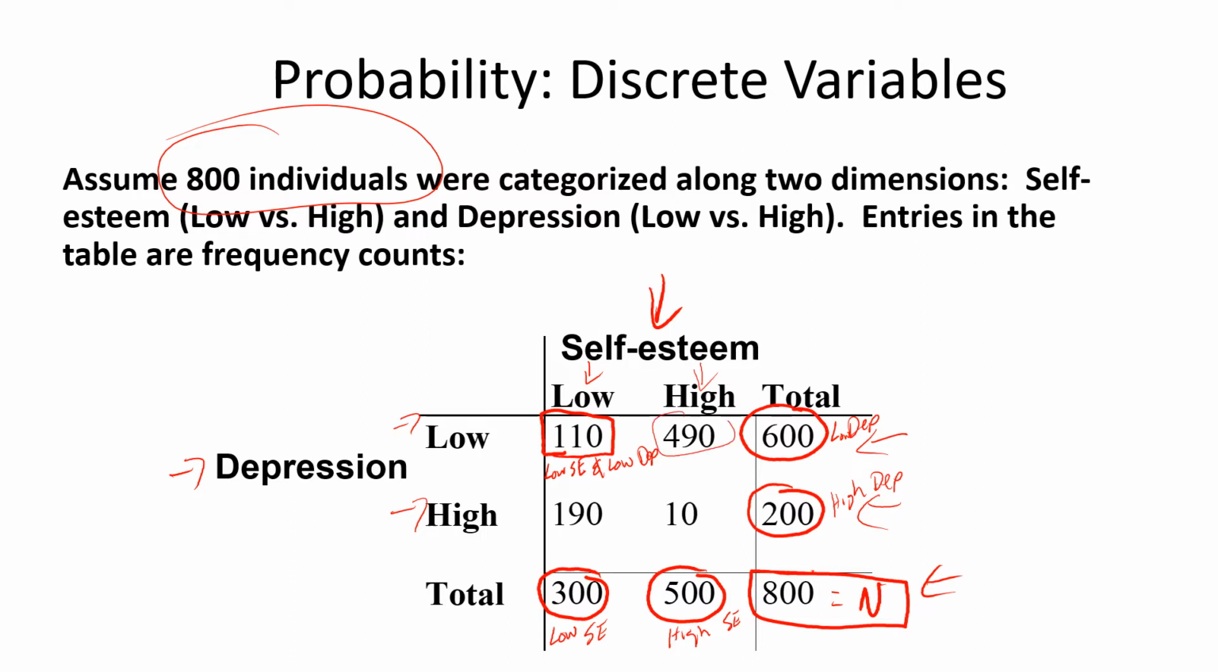You could look at this 490 here. That's 490 had high self-esteem and low depression. 190 had low self-esteem and high depression. And 10 had both high self-esteem and high depression. So that's how you read this table.